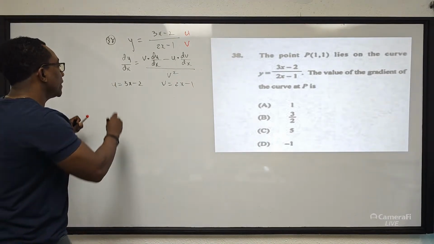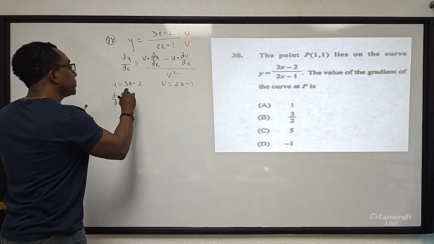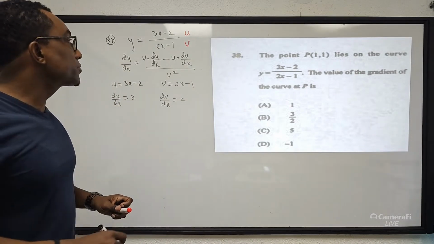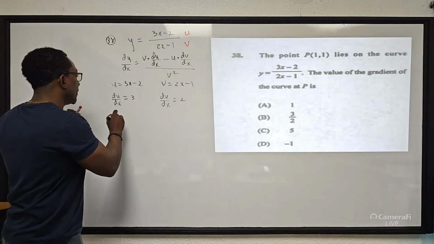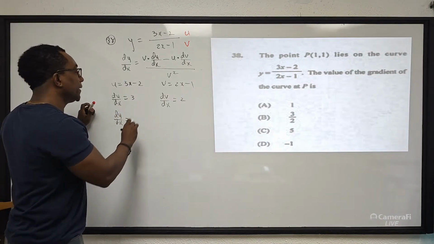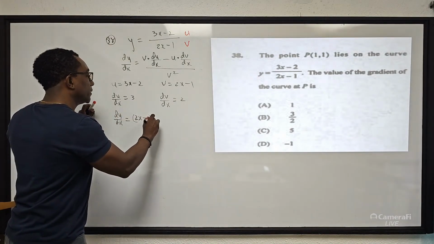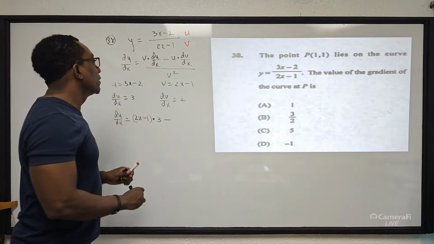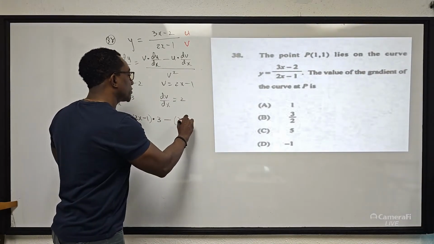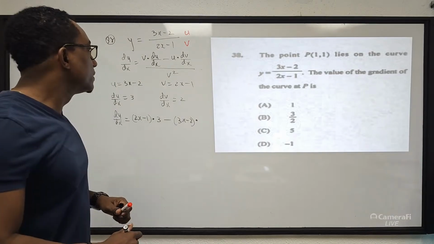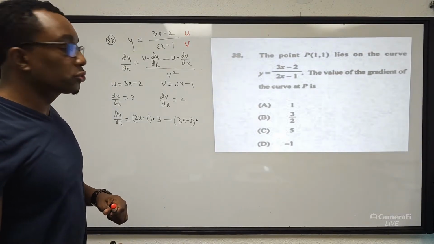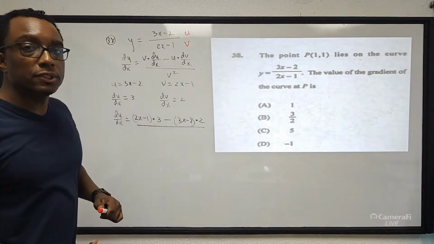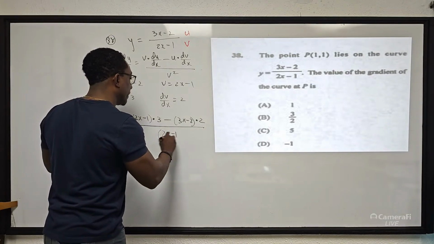So let's get du over dx. du over dx will be 3. dv over dx will be 2. Let's substitute into our rule. dy over dx will be v, which is (2x subtract 1), times du over dx, which is 3, subtract u, which is (3x minus 2), times dv over dx, which is 2, all over v squared, which is (2x minus 1) in brackets squared.